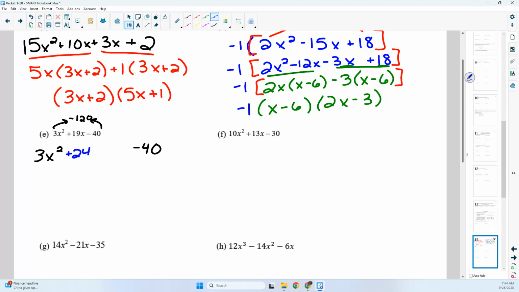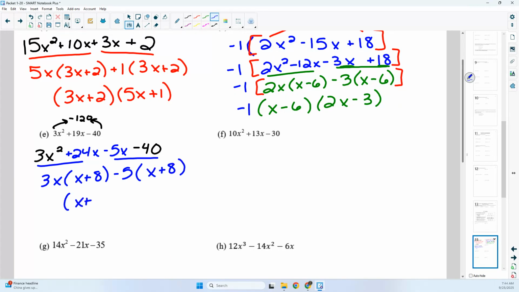So this is 24x and negative 5x, so 24 times negative 5 adds up to 19 and multiplies to negative 120. We go to grouping. Take out a negative 5. And the factoring's done. Letter F, I would definitely try your own.